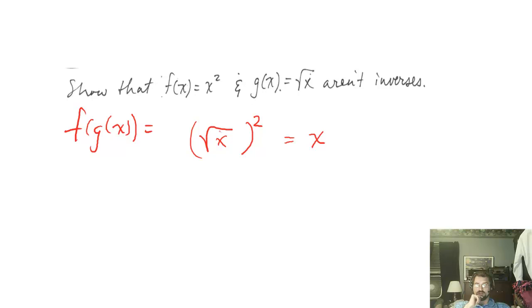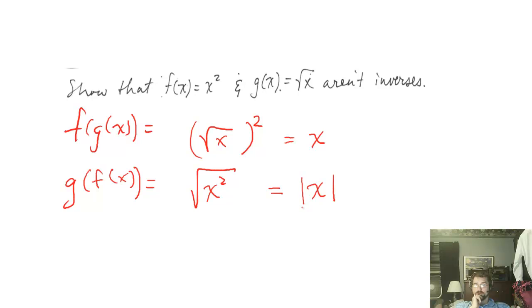Since the square root can never come out negative, I don't have to worry that my square is getting rid of a negative for me. So that's nice. It came out right. Let's check g of f of x. This time I'm plugging x squared into the square root. Now here's the problem with x squared. If I square a number, it gets rid of the negative. So what I actually get back here is the absolute value of x.